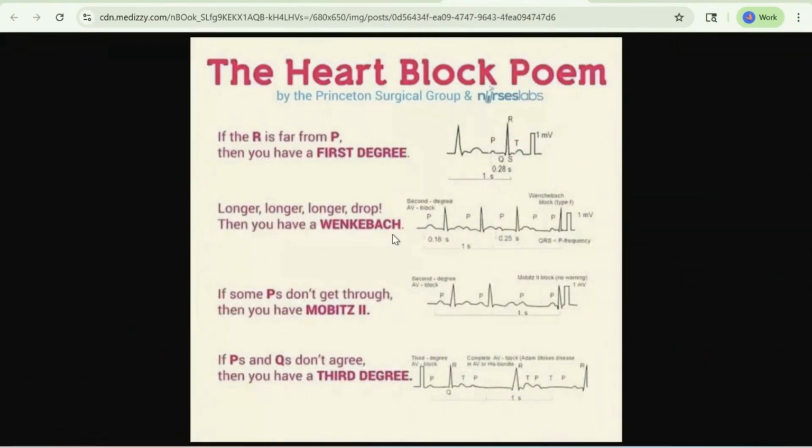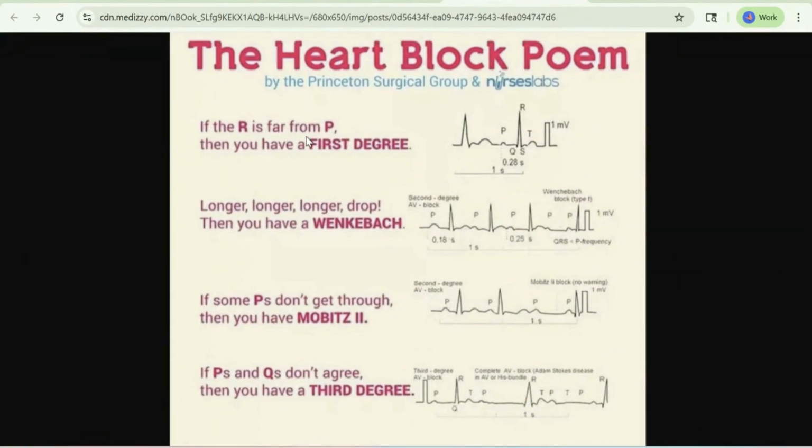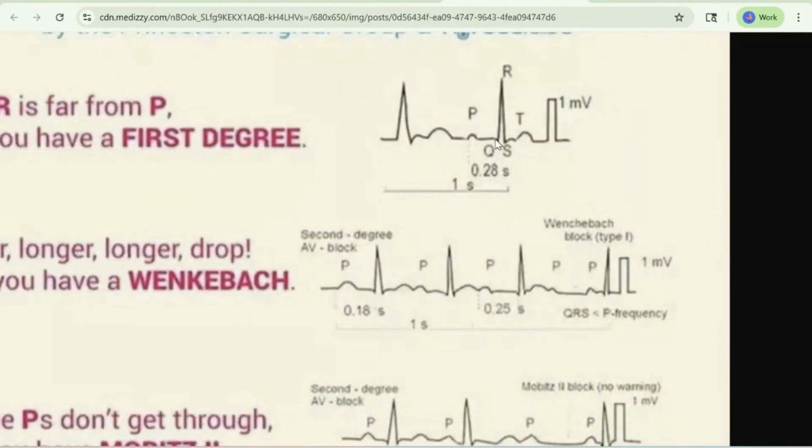This is the heart block poem. If the R is far from P, then you have first degree. It just means a long PR interval. Now, first of all, you tell me, what does the P wave mean again? Atrial depolarization. Okay. What does the PR interval mean? PR? Oh, okay. I feel like the atrial repolarization is hidden within the QRS.